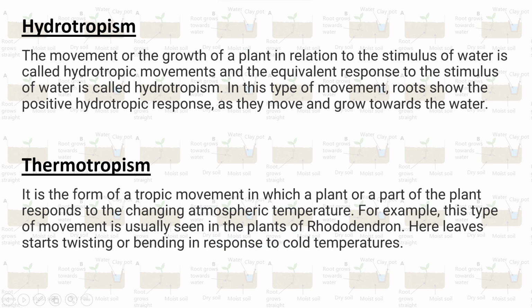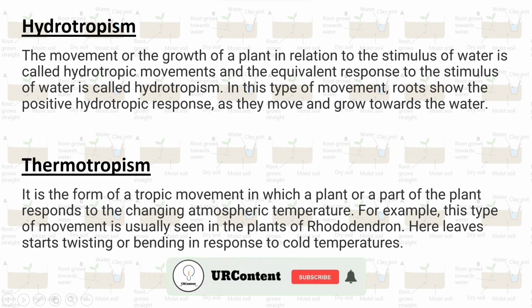Hydrotropism. The movement or the growth of a plant in relation to the stimulus of water is called hydrotropic movement, and the equivalent response to the stimulus of water is called hydrotropism. In this type of movement, roots show the positive hydrotropic response as they move and grow towards the water.